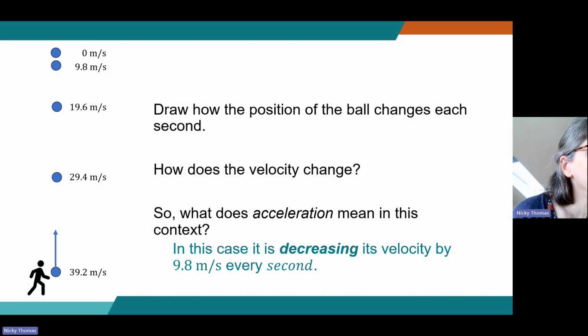So if it's doing 9.8 meters per second going upwards here, when it turns round and starts to fall down again, it will be doing minus 9.8 meters per second, because now it's traveling in the opposite direction. And then its velocity will increase. So it'll be traveling at minus 19.6 meters per second, etc., etc. By all means, pause and have a think about what I've said.